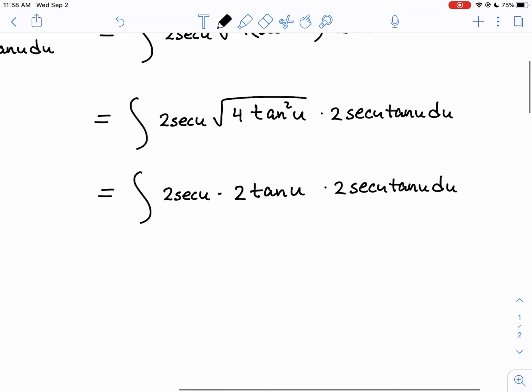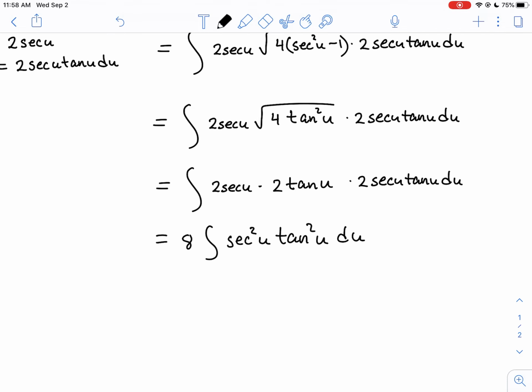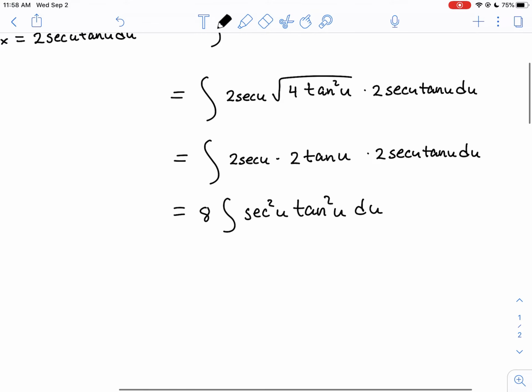I'm seeing 2 times 2 times 2, that's going to give me an 8. I can pull that 8 out to the front. I'm seeing a secant times a secant and a tangent times a tangent, so a secant squared of u times a tangent squared of u du. All right, so the question is, how do we integrate this?